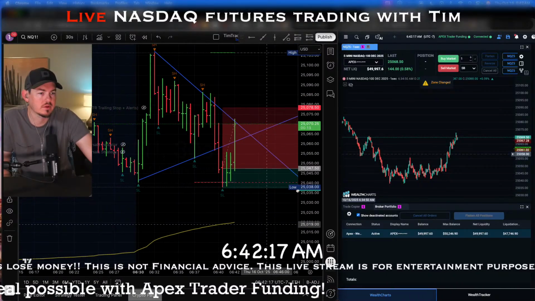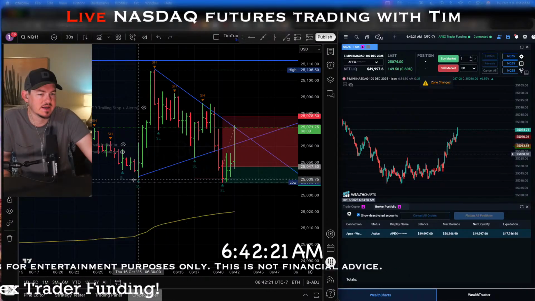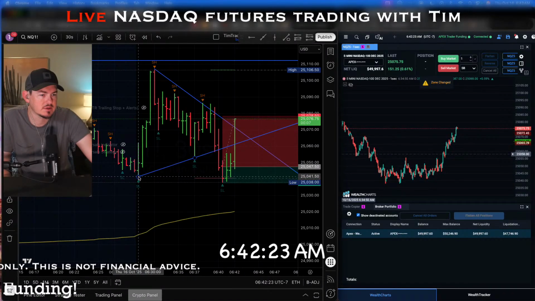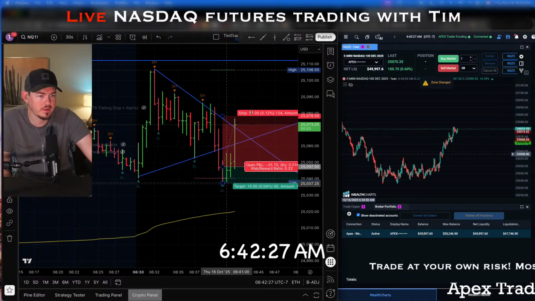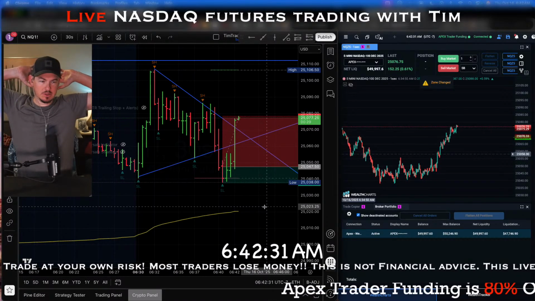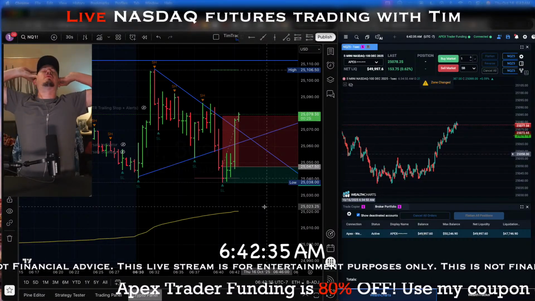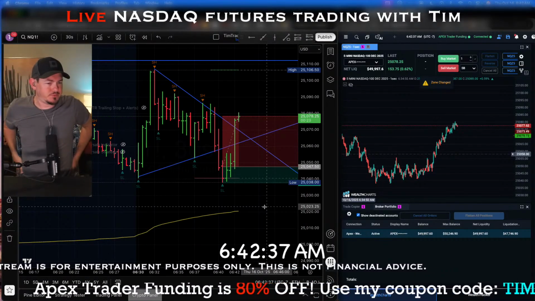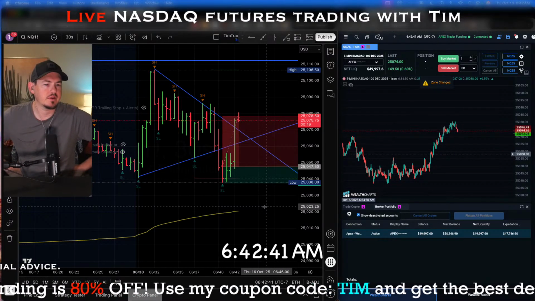Oof. Look at that pullback. That's not nice. See how it just barely broke the low and then just swung high? So it's trapping. It's trapping today, people. It's trying to trap us, kind of fake us out. False breaks.